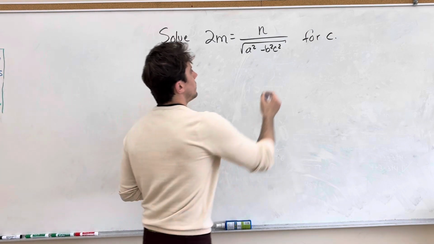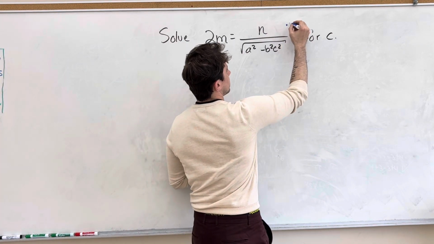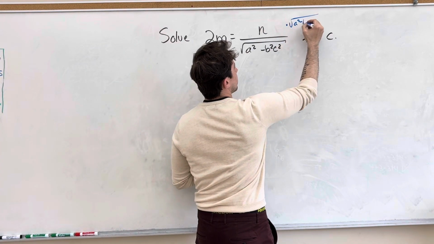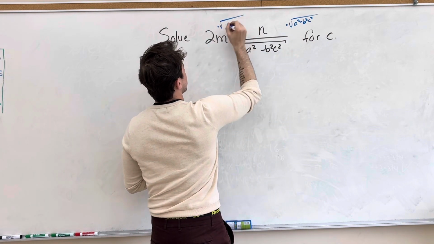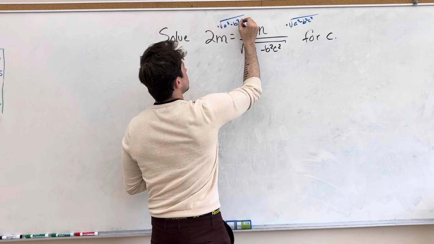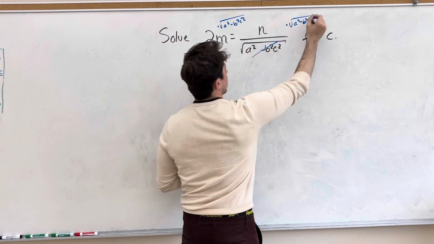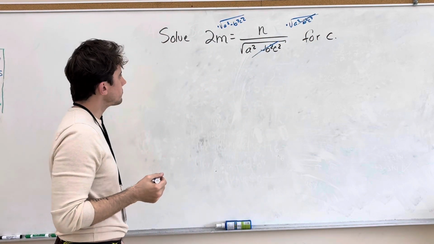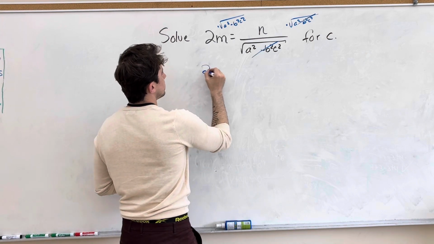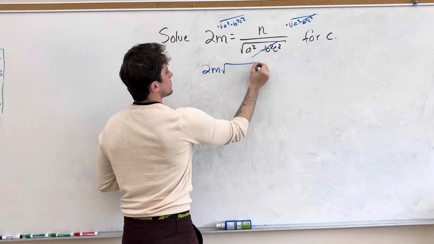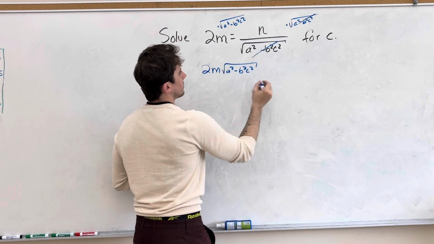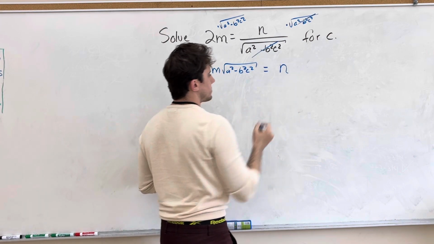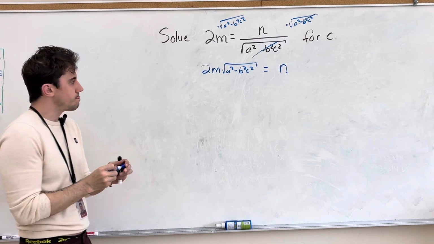on the right side. So to do that, we'll multiply by the square root of a squared minus b squared c squared. And again, over here, that means that'll cancel out on the right-hand side. And that means on the left, we'll have 2m square root of a squared minus b squared c squared is now equal to just m, right?